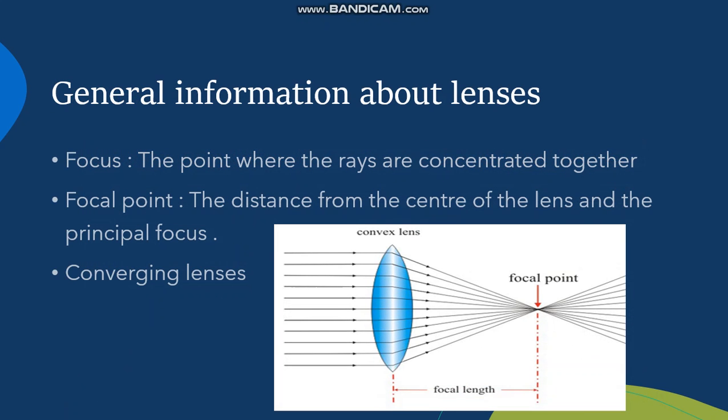General information about lenses. Focus is the point where the rays are concentrated together. Focal length is the distance from the center of the lens to the principal focus. Here is a figure of the converging lens. Here are the light rays. They enter the converging lens, and then they all concentrate together at the focal point, and then they spread out again. You can see here the focal length is from the middle of the lens to the focal point.